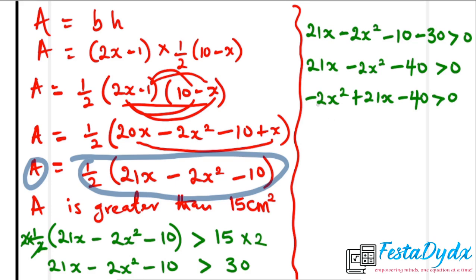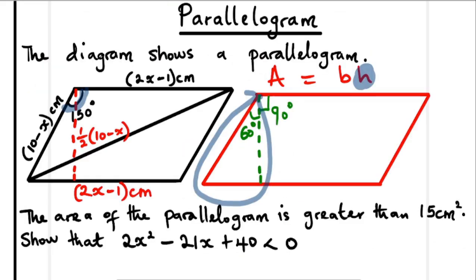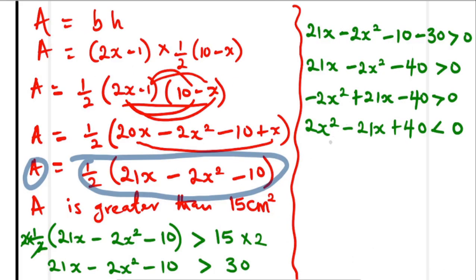So minus times minus at this point will have 2x squared. Minus times plus gives us minus 21x. Minus times minus gives us plus 40. Now this sign has to change because we are multiplying through by a negative sign. So this greater than changes to less than, so we have less than 0. Now going back to the question, it says show that 2x squared minus 21x plus 40 is less than 0, which is what we've been able to obtain.